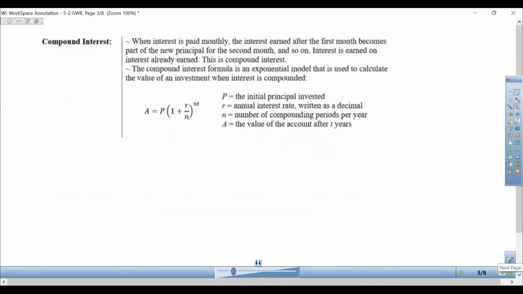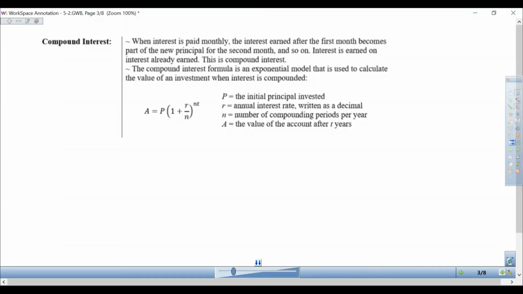Okay, so compound interest is a special form of a growth function in the instance where interest is added or it's growing at a certain rate. So when interest is paid monthly, the interest earned after the first month becomes part of the new principal for the second month and so on. So it's compounding, it's getting added to the balance. And so you're increasing more money each month as opposed to just making the same amount of interest each month.